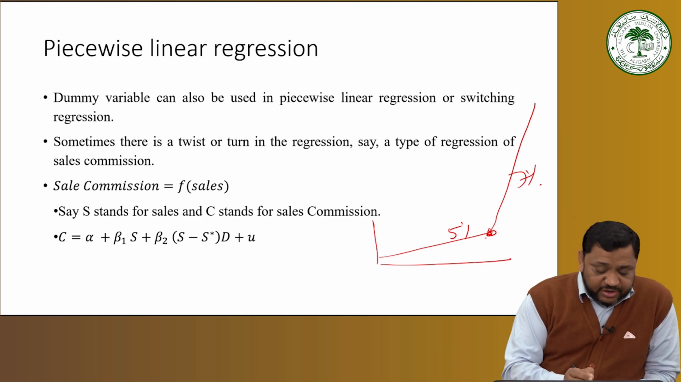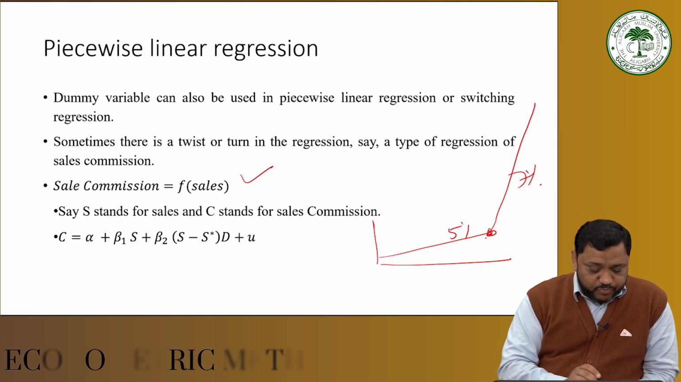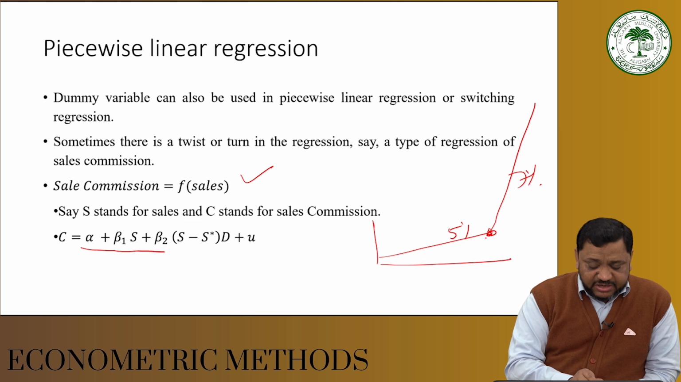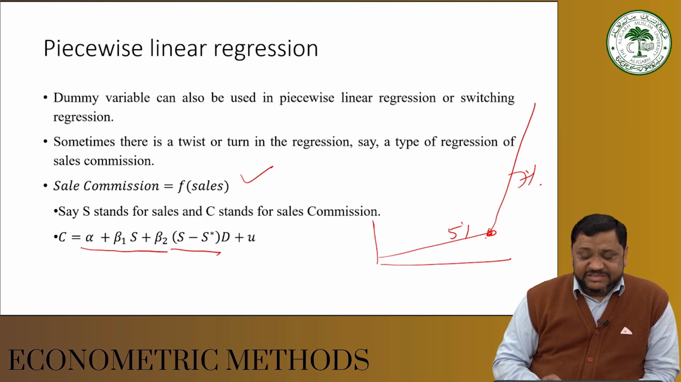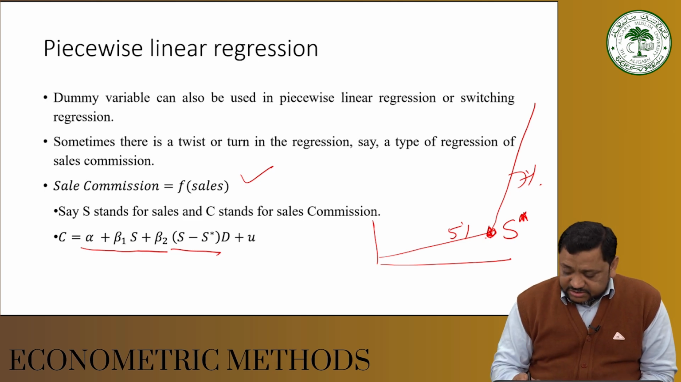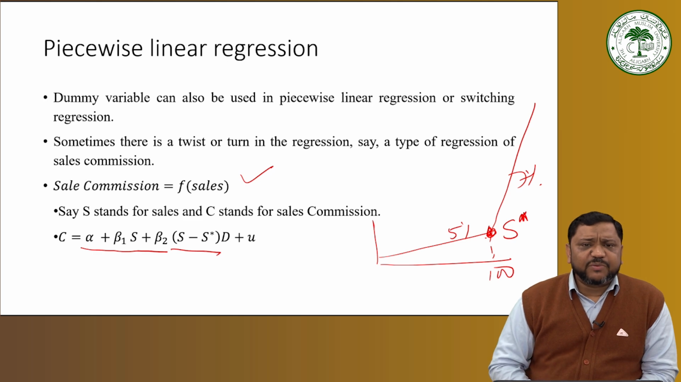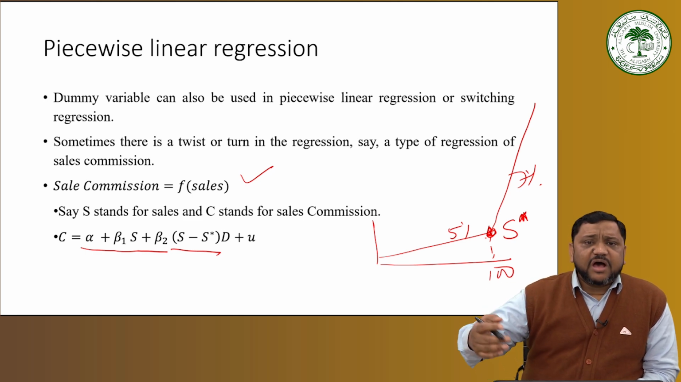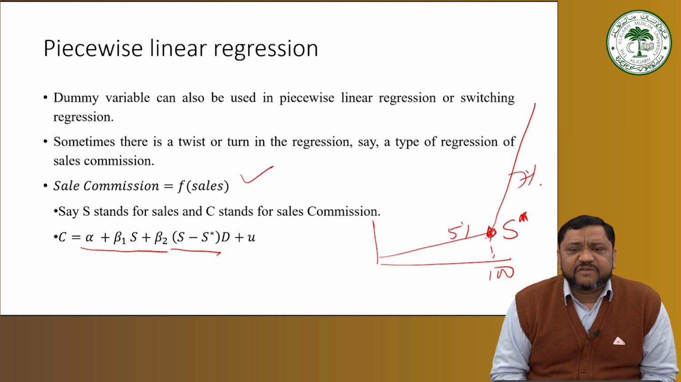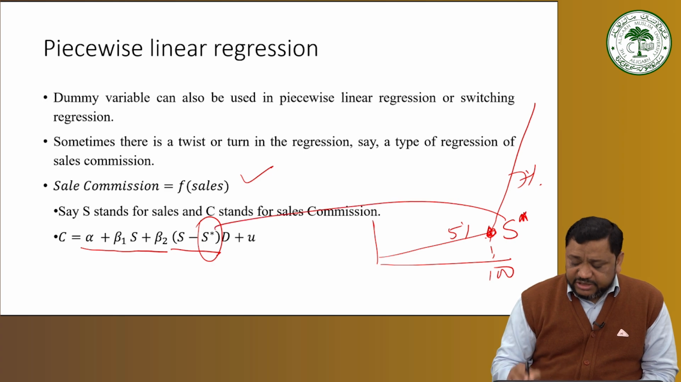So what we are studying is a relationship where sales commission is a function of sales. Commission is equal to, now we write, alpha plus beta 1 sales plus beta 2 (S minus S asterisk). This point is your S asterisk. Say we take it as 100 as an example. If you are able to sell 100 units of the product, then after this your commission will change, that is, it will increase from 5 to 7%. So this S asterisk is nothing but this changeover.